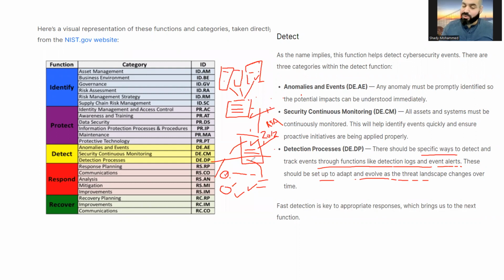You can create rules within the SIEM. And if your firewall has already been hit by a SYN scan, it can tell you this is the IP address of the SYN scan, it was trying to do so and so. Okay, so this is the second generation.